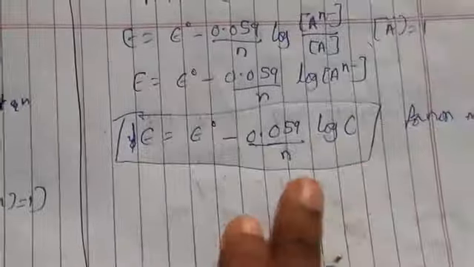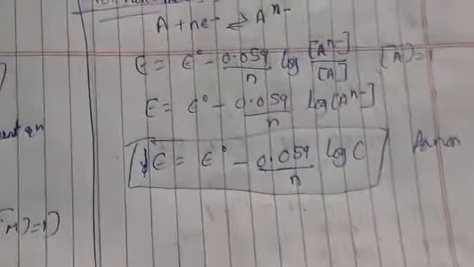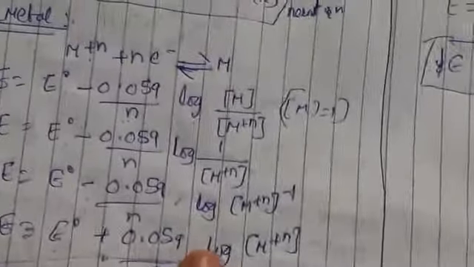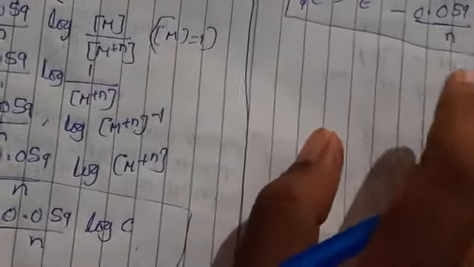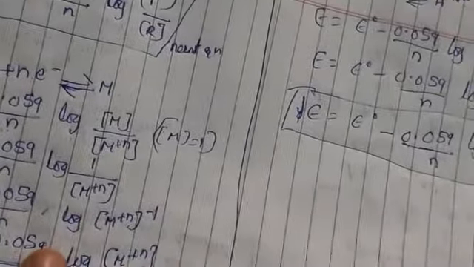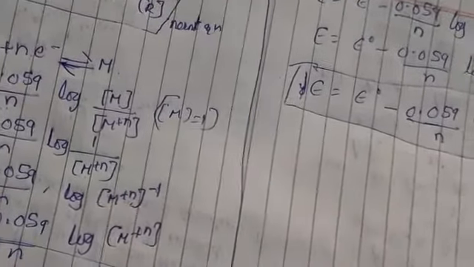With an increase of metal ion concentration, the reduction potential of the metal electrode increases. If we increase the non-metal ion concentration, the reduction potential of the non-metal electrode decreases. This is also a reduction potential, and this is also a reduction potential. But for metals, as we increase the metal ion concentration, the cell potential increases. For non-metals, when we increase the concentration, the reduction potential decreases. So this is about the Nernst equation.